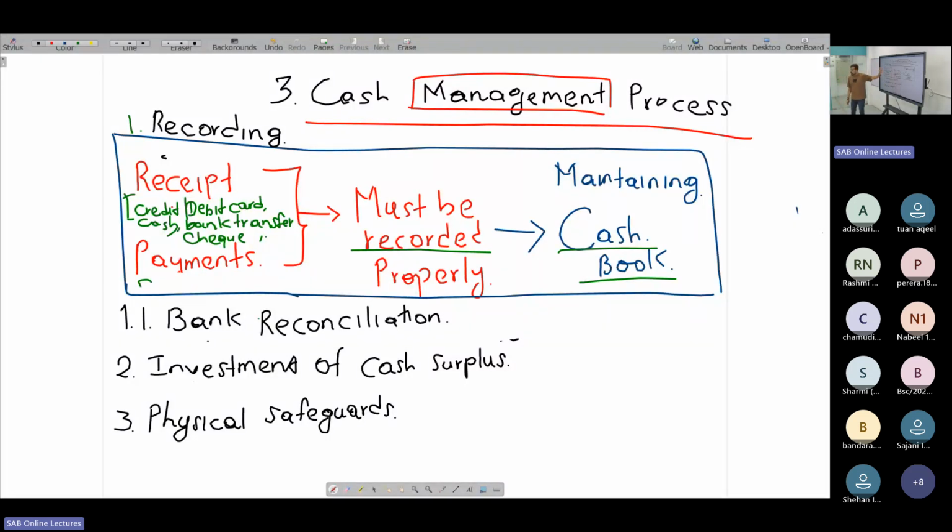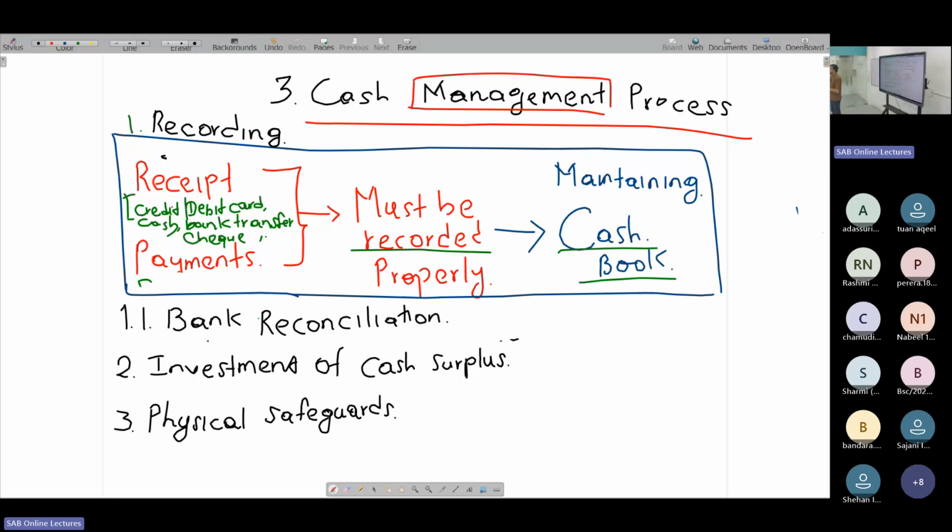You should keep in mind that cash management is a vast area. It is part of working capital management, but we are not going to discuss those things here. We will discuss only the basic management process.